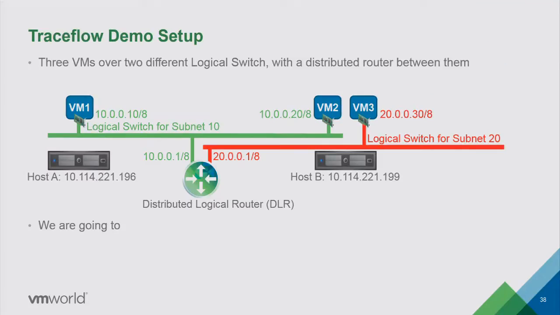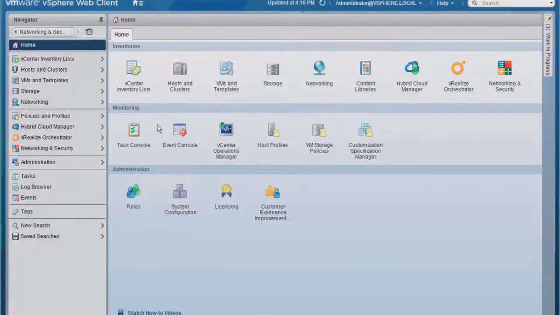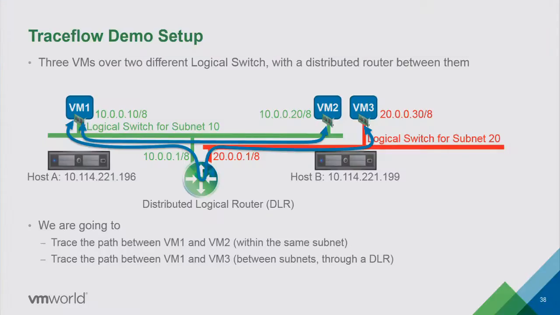So let's take a look at this demo. Again, I'm using the same setup, same hosts, same IP addresses. In the first demo, I'm going to show you a traceflow between two virtual machines connected to the same logical switch, and that will show you how it happens. In the second part of the demo, I'm going to show you a ping from VM1 to VM3, but this time using a distributed router in the middle. So you will see what happens.